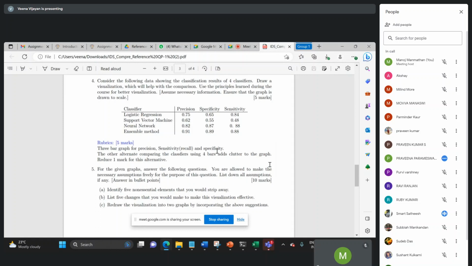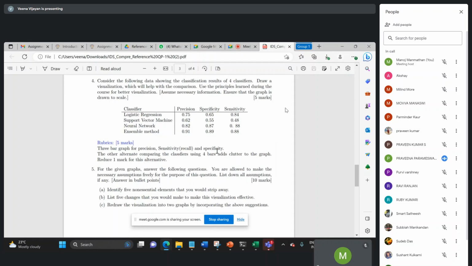Ma'am, we have to write the line of code, like how to use that? I doubt whether we will get this, because it said ensure the graph is drawn to scale. But when we are doing handwritten things, we can't draw up to scale. There may be a question like this, but I don't think that line would be there. No, I think we just have to draw the graph. Use the principles learned during the course for better visualization.